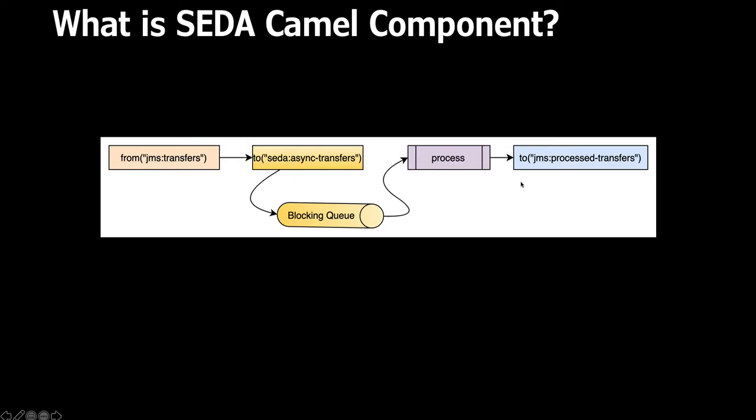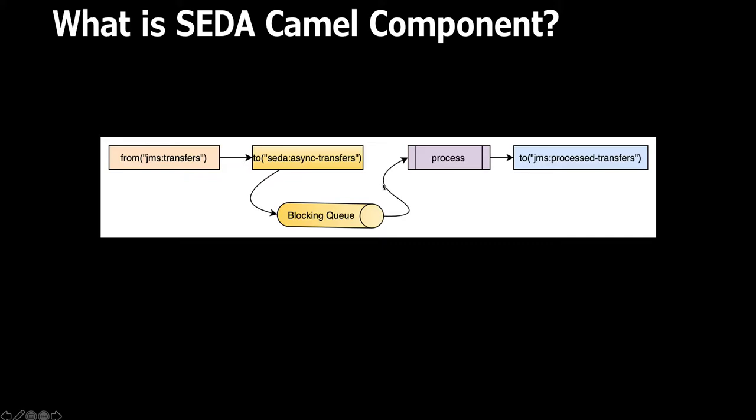So this is how SEDA typically looks visually. You have your consumer consuming a message. Instead of directly sending to a processor or your inner route, you can send it to this SEDA based route. SEDA will take the messages, put them into your blocking queue and immediately return the handler back over to you.